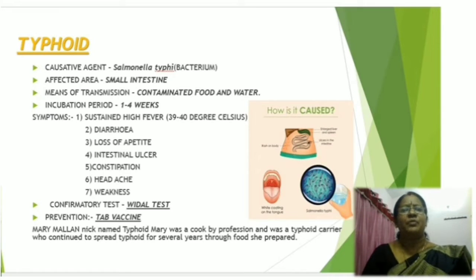The main symptoms of this disease are sustained high fever, that is 39 degrees Celsius to 40 degrees Celsius, then diarrhea, intestinal ulcer, loss of appetite, constipation, headache, weakness. The mode of transmission is contaminated food and water. It is diagnosed or confirmed by a test called Widal test.